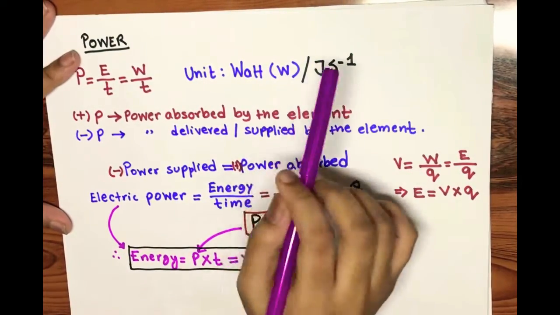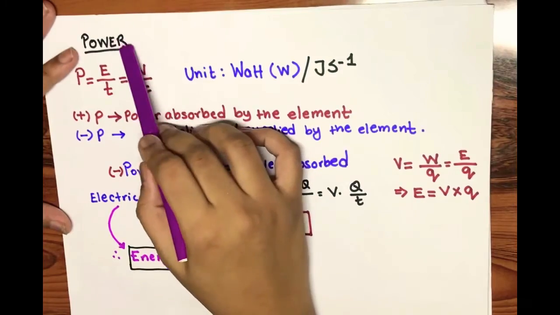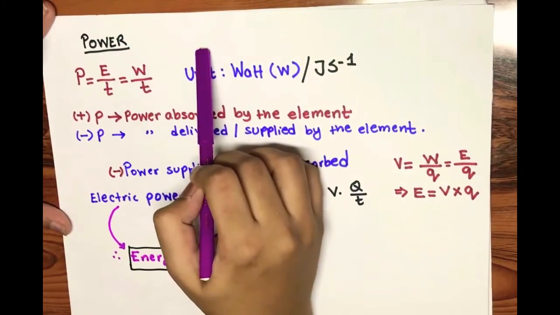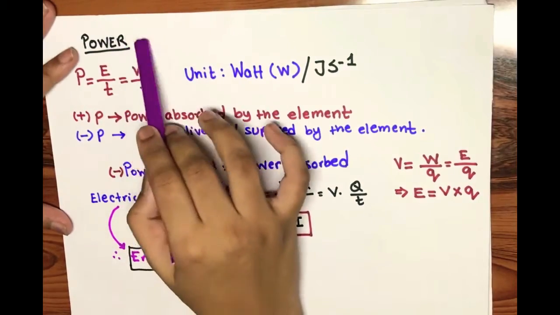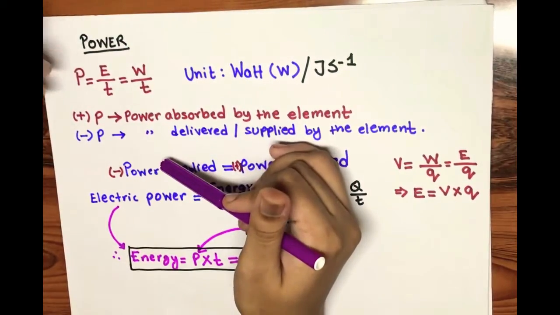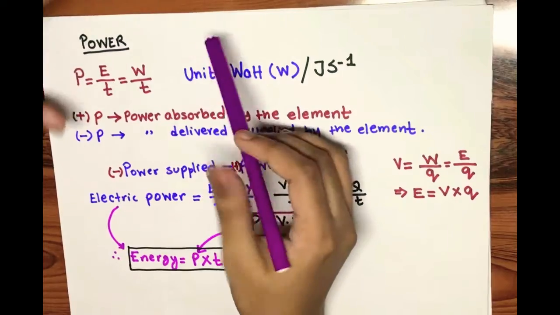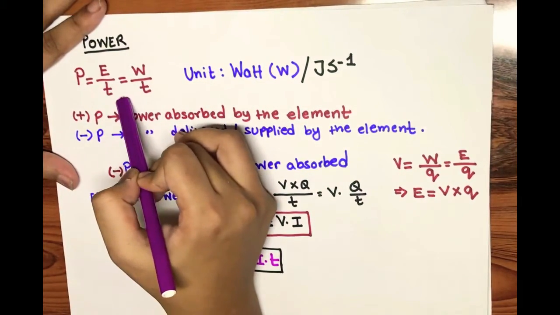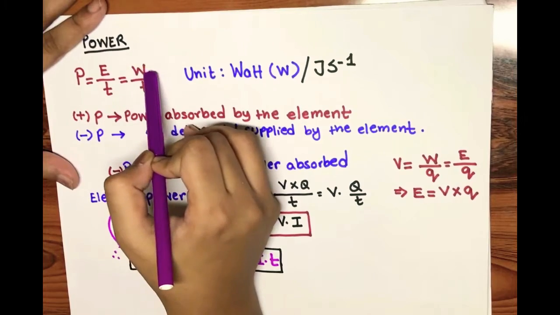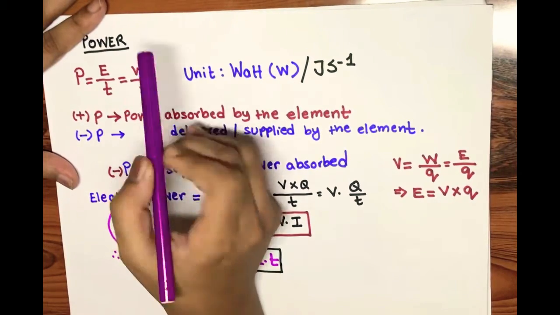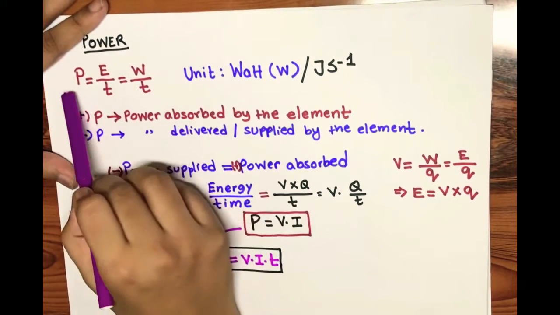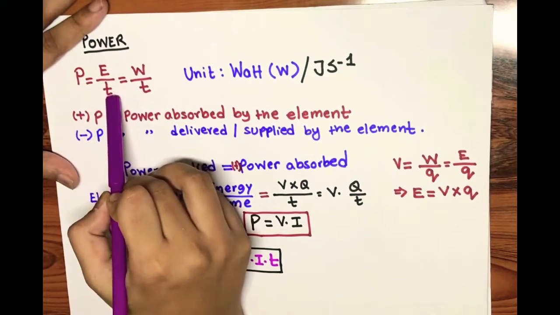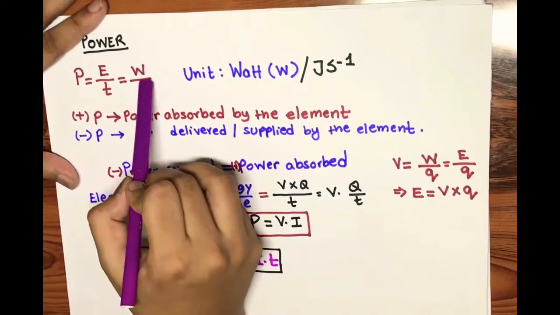So today's topic is power, and today we are going to look at the relationship between power and energy. Before moving on to the details, we are going to look at the definition of power. Power is defined as the rate of energy transfer, or the rate of work done. The equation for power is P equals energy over time, or work over time.